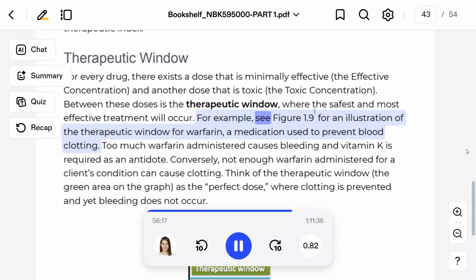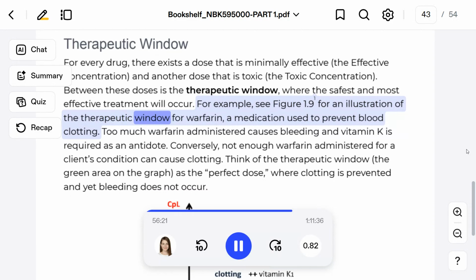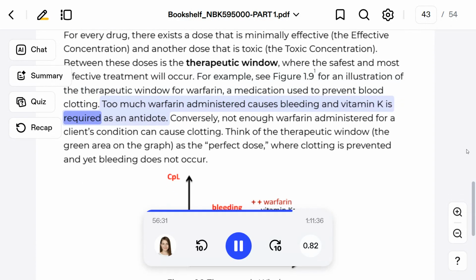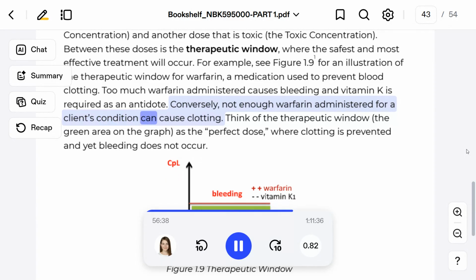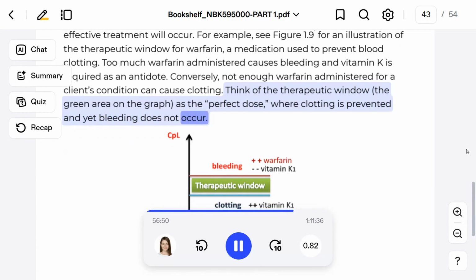For example, see Figure 1.9 for an illustration of the therapeutic window for warfarin, a medication used to prevent blood clotting. Too much warfarin administered causes bleeding, and vitamin K is required as an antidote. Conversely, not enough warfarin administered for a client's condition can cause clotting. Think of the therapeutic window as the perfect dose, where clotting is prevented, and yet bleeding does not occur.